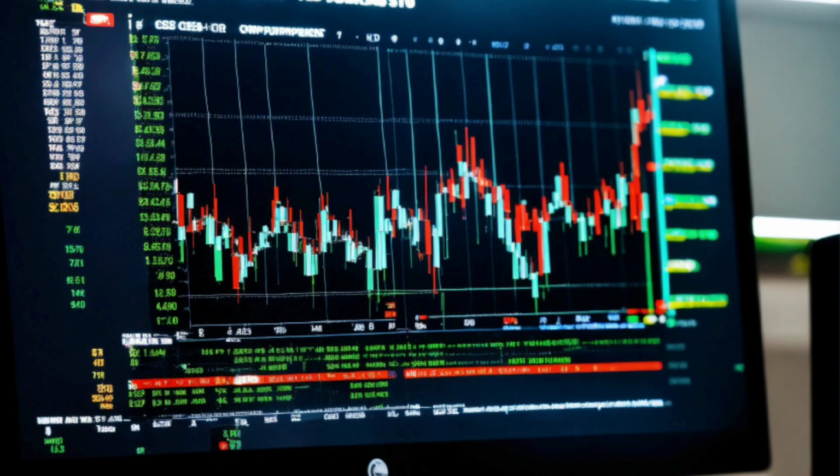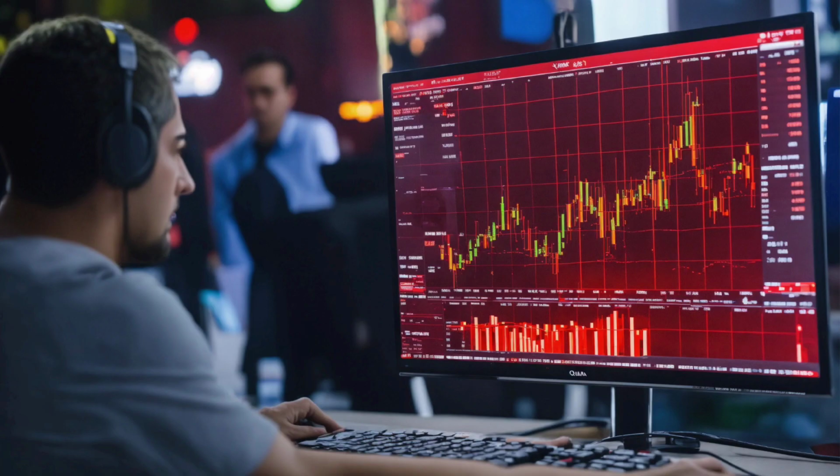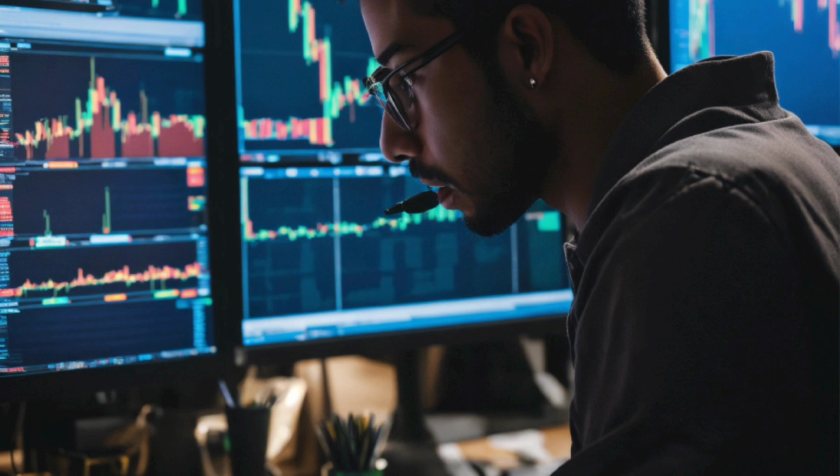The best trading strategy varies depending on individual preferences, risk tolerance, and market conditions. However, here's a widely used and effective strategy.